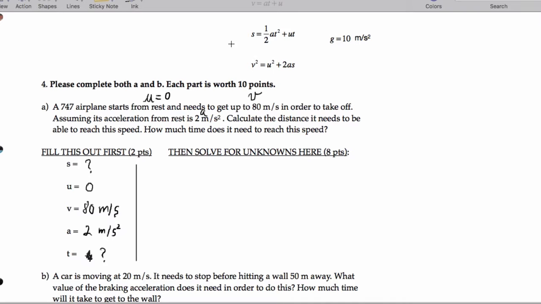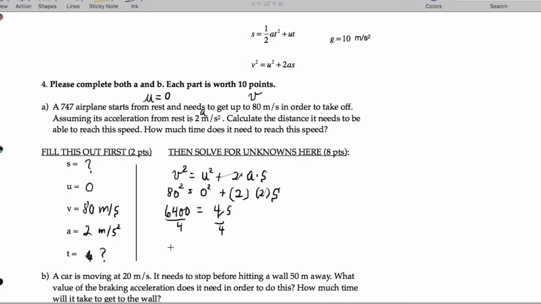So continuing here, we actually do not know the amount of time it's going to take. So let's go ahead and use our third equation. So v squared is u squared plus 2 times a times s, and we'll plug in our variables. So 80 squared equals 0 squared plus 2 times 2 times s. We're going to end up getting 6,400 equals 4 times s. We'll divide both sides by 4, and so the distance it needs to reach this speed is 1,600 meters. Awesome. Now we can go ahead and get the time.